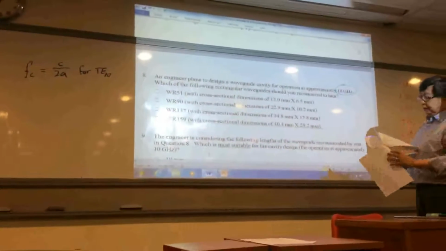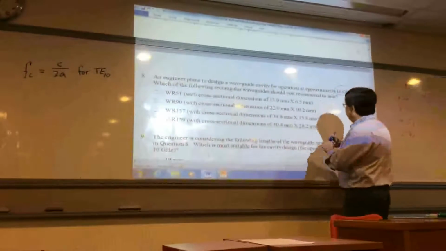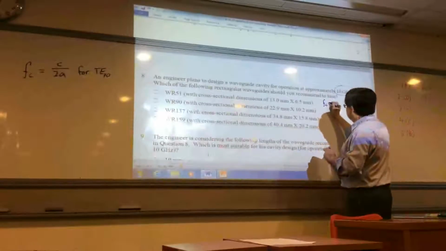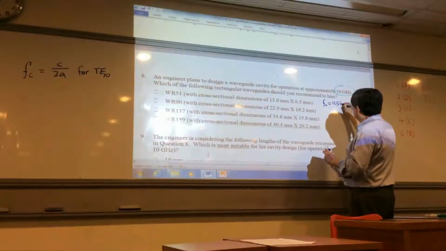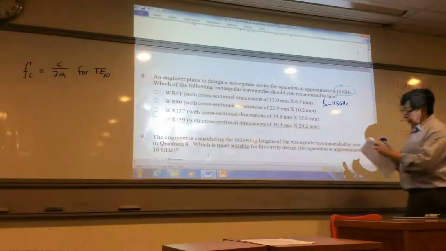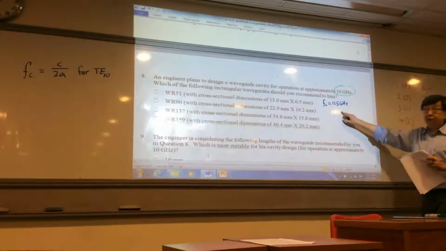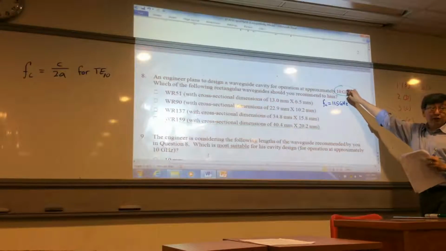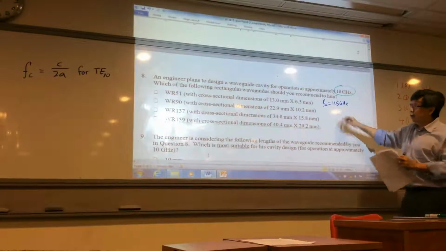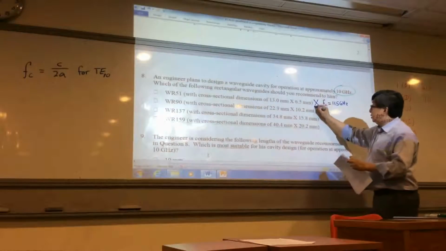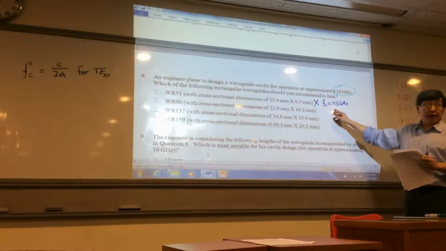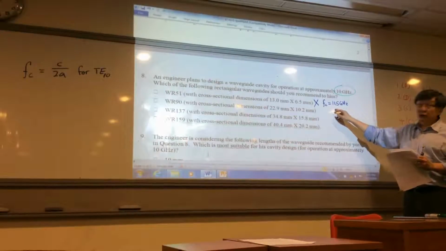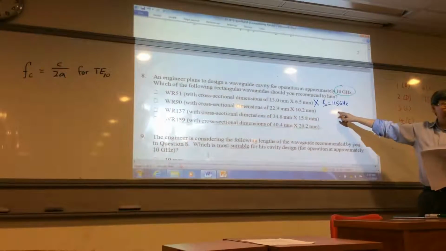So for this one, the cutoff frequency is 11.5 gigahertz. If the cutoff frequency is 11.5 gigahertz and this one wants to operate at 10 gigahertz, this is out of the question, because it will not allow a 10 gigahertz signal to pass through it.